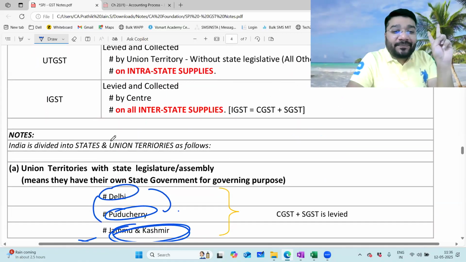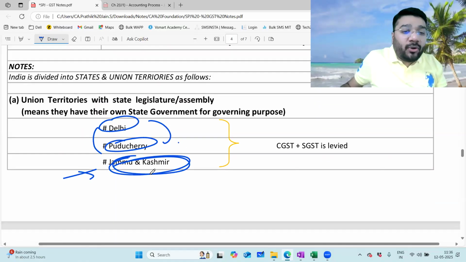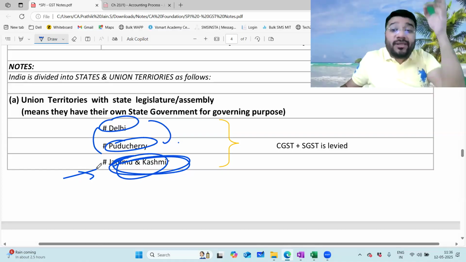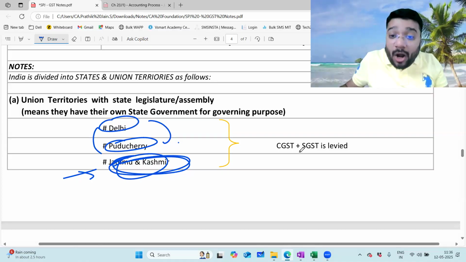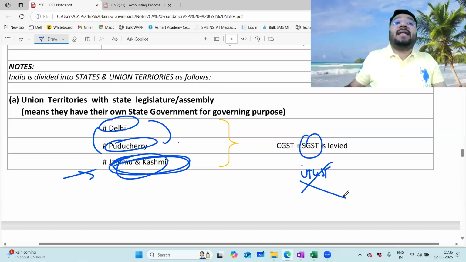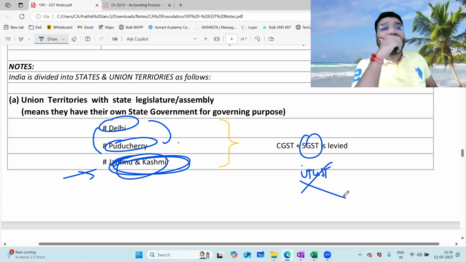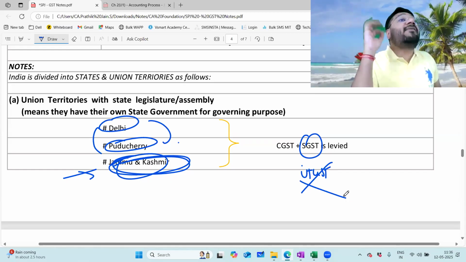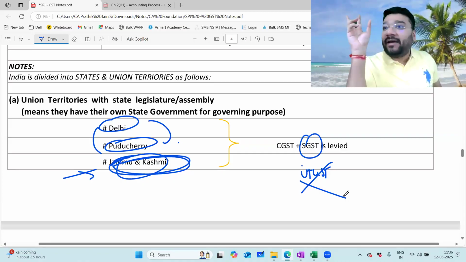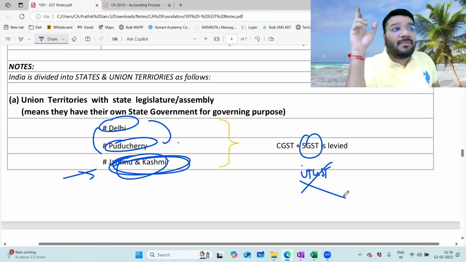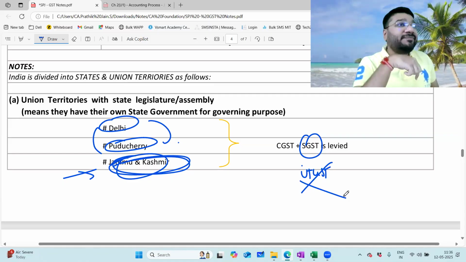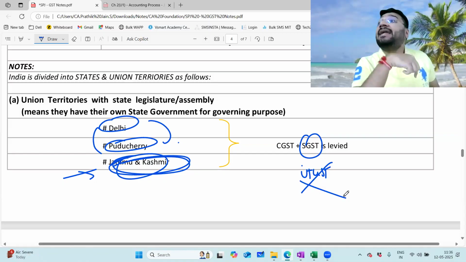Pondicherry, Delhi, and Jammu and Kashmir, even though they are called union territories, will not put UTGST. They'll put what? SGST. Tell me why. Because they have their own state government. They have their own legislative assembly. Like we have the parliament at the central level, Lok Sabha, Rajya Sabha, like that we have a state-level assembly. Tamil Nadu has its own assembly. They have their own state legislative assembly.